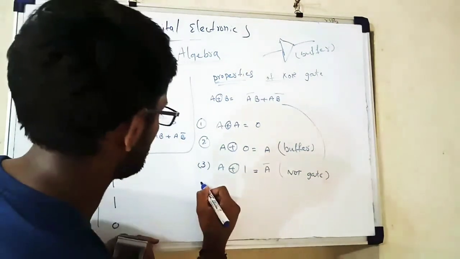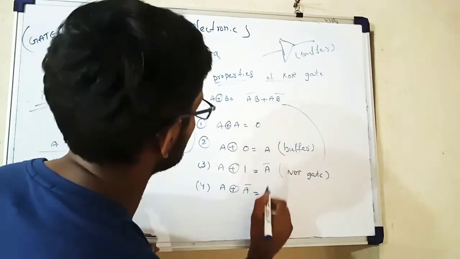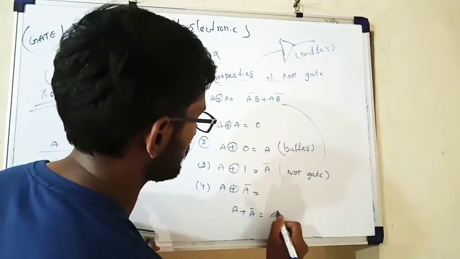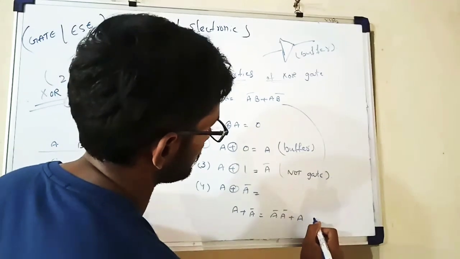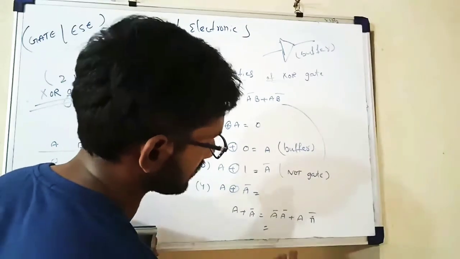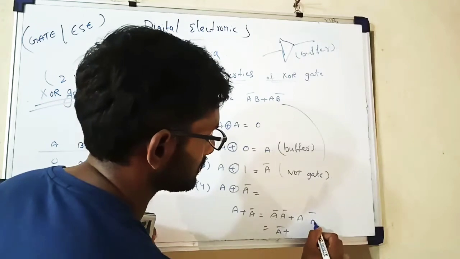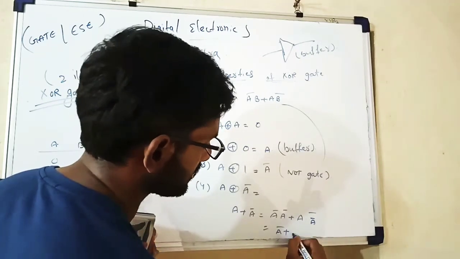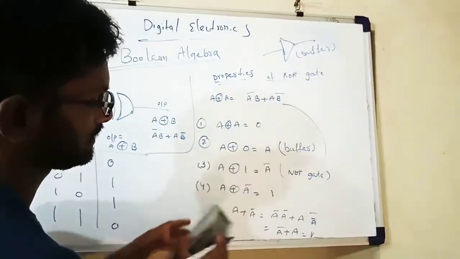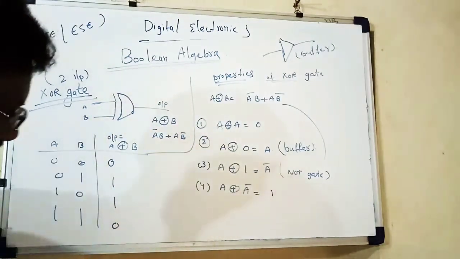Also, A XOR A bar. Just replace B by A bar: A bar into A bar plus A into A bar bar. Here A bar into A bar is nothing but A bar, plus A bar whole bar is nothing but A, and A into A is nothing but A, equal to 1. These are the main properties of XOR gate.